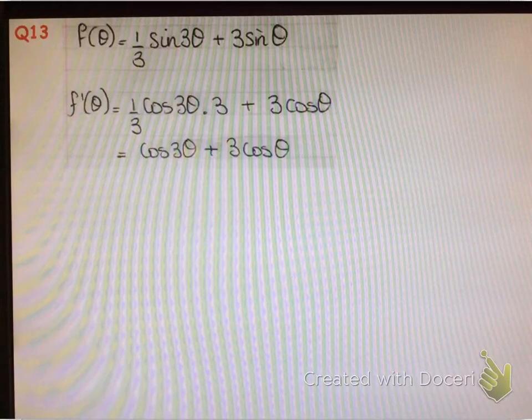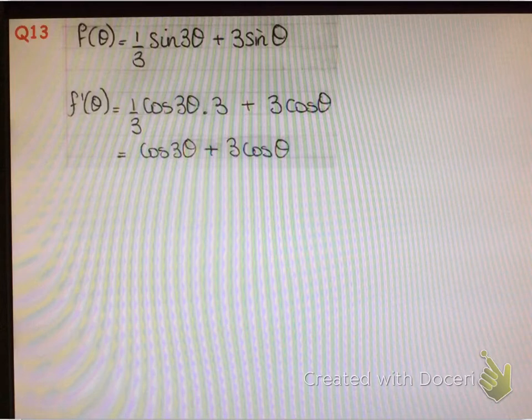Question 13. The function f of theta is equal to a third sine 3 theta plus 3 sine theta, defined for all theta an element of the real numbers. Find f dash theta, the derivative of f of theta. Okay, so we'll go off and we'll do our derivative. So it's going to be 1 times a third is a third.